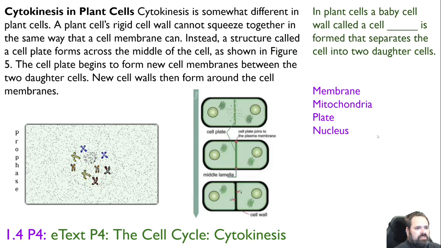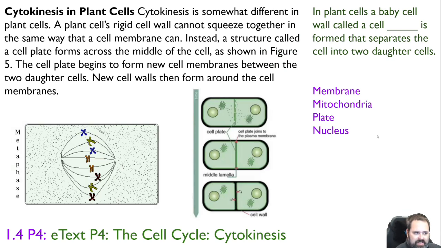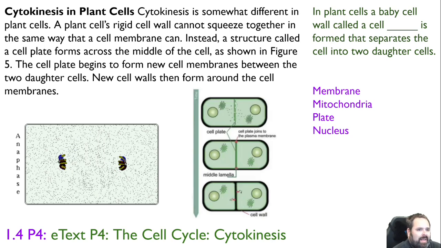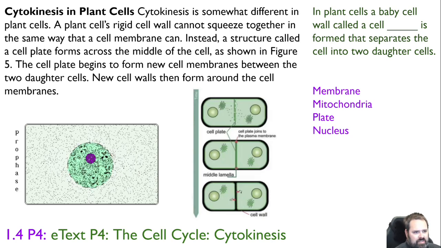In plant cells, cytokinesis is somewhat different. Those plant cells, they got that rigid cell wall. It can't squeeze. It's rigid. It's like that desk. It's firm. It won't move, in the same way the cell membrane can. It's not flexible like a cell membrane.